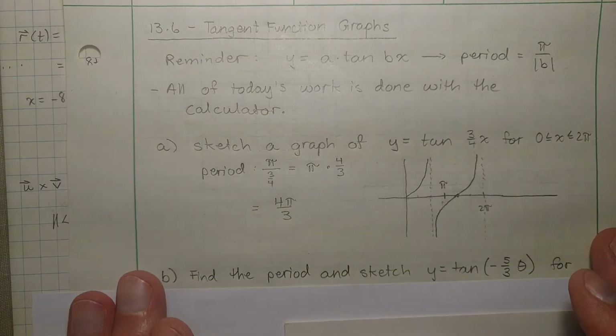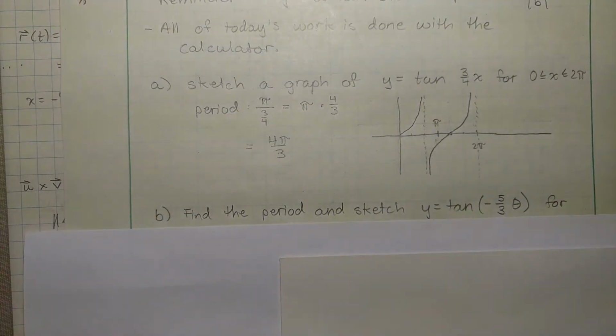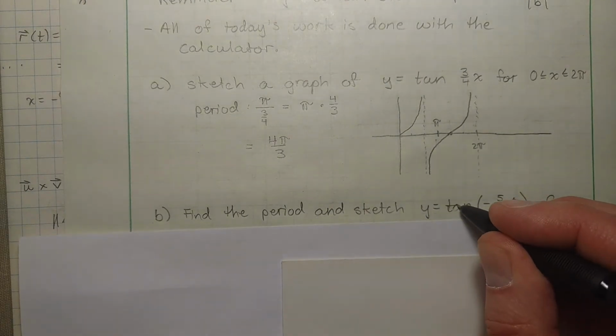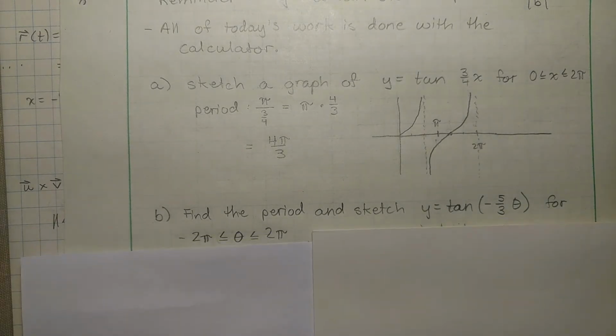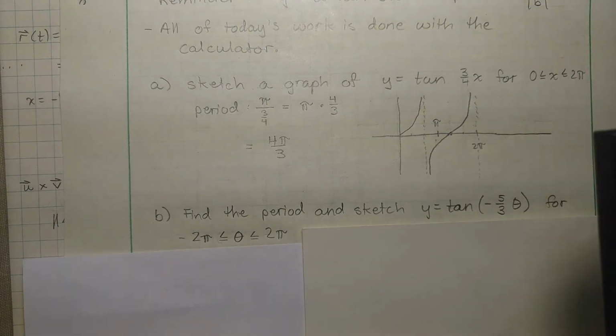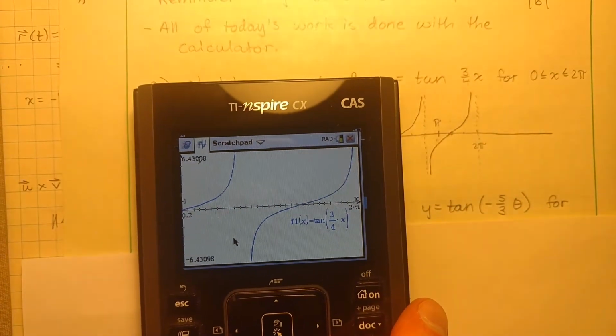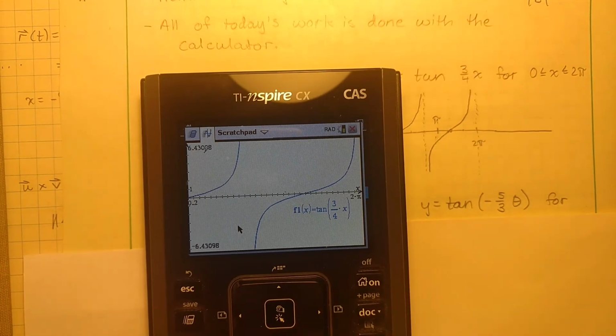The next type says to find the period and sketch the graph y equals the tangent of -5/3 theta for -2 pi less than or equal to theta less than or equal to 2 pi. So now we want to sketch all the way from -2 pi to 2 pi. So I can show you a quick way to do this on your calculator. So let's put our calculator back here so we can see it.